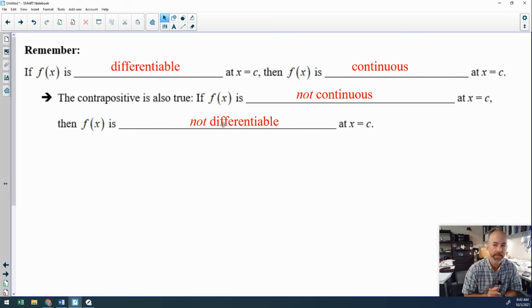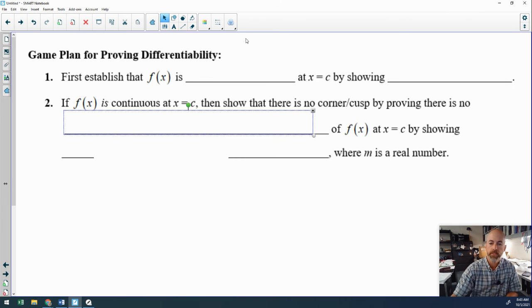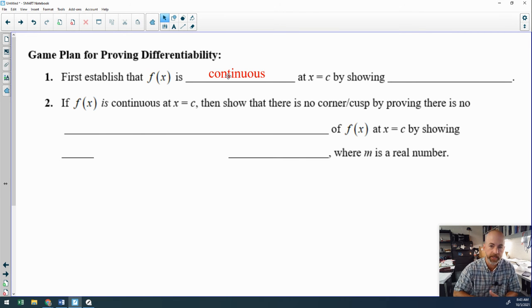And that's actually going to be our first step in proving that a function is or is not differentiable at a given point. So our game plan: first we want to establish that your function is continuous because, again, if the function is not continuous at the point in question, it will automatically be not differentiable. But do remember that proving continuity must be done through limits. We're going to show that the limit as x approaches c of f of x does indeed equal f of c. And remember that you do frequently need to look at this limit from left and right sides of c separately.